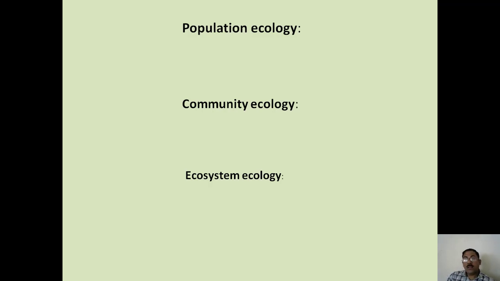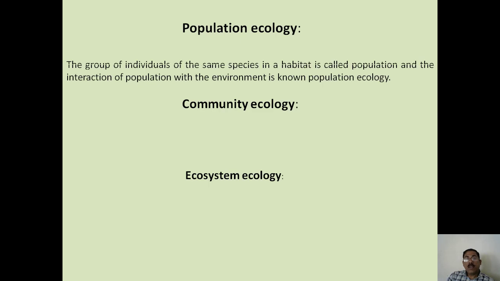So in this slide, you can see population ecology. A group of individuals of the same species in a habitat is called the population, and the interaction of a population with its environment is known as population ecology. First we have to understand the meaning of population. What is the meaning of population? A group of individuals of the same species is known as the population.